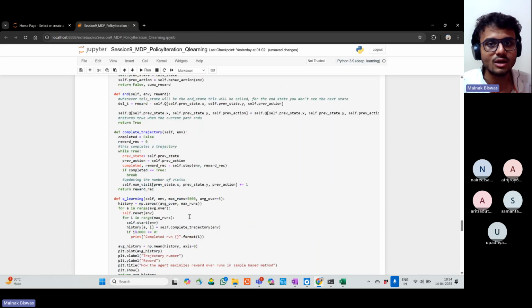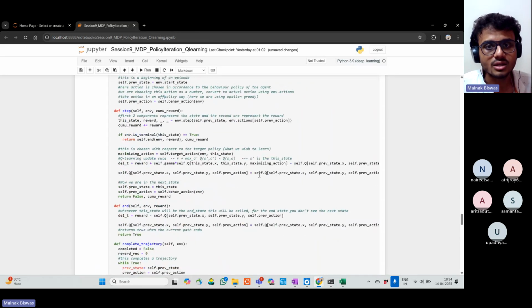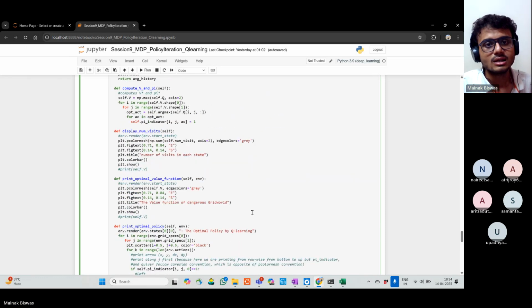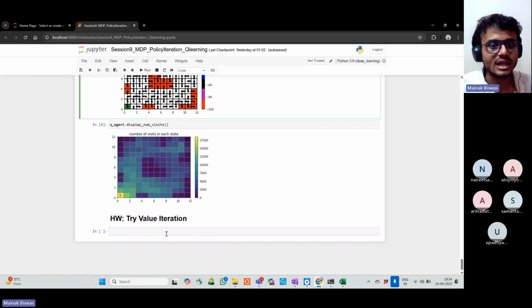So why is it able to find out? It's because of this equation, because of this self.q, you are maximizing the action value. Whenever you go to that state, you have learned that, oh my God, such a negative value I'm going to get. So this maximizing action will never be selected. So that's the idea. Your homework would be trying value iteration.